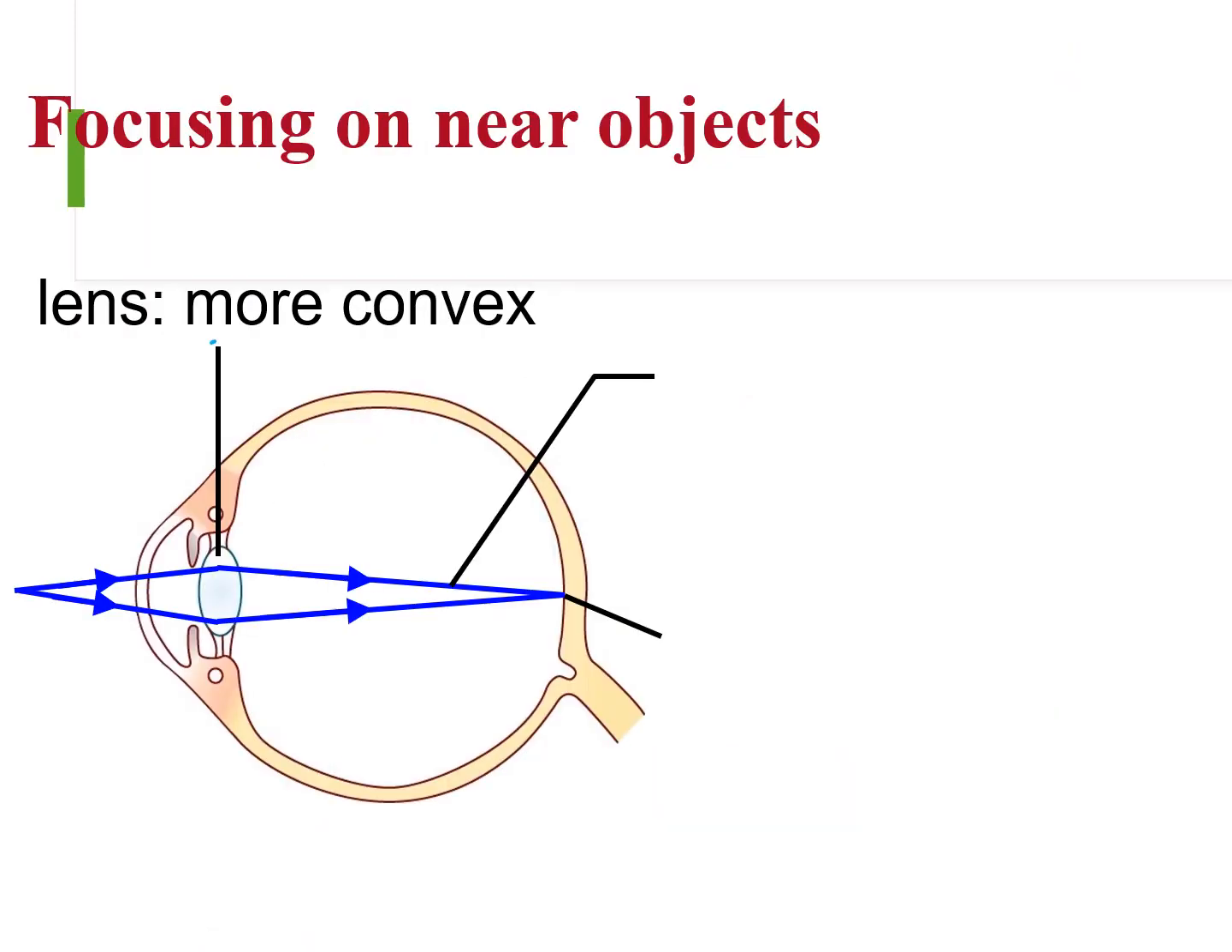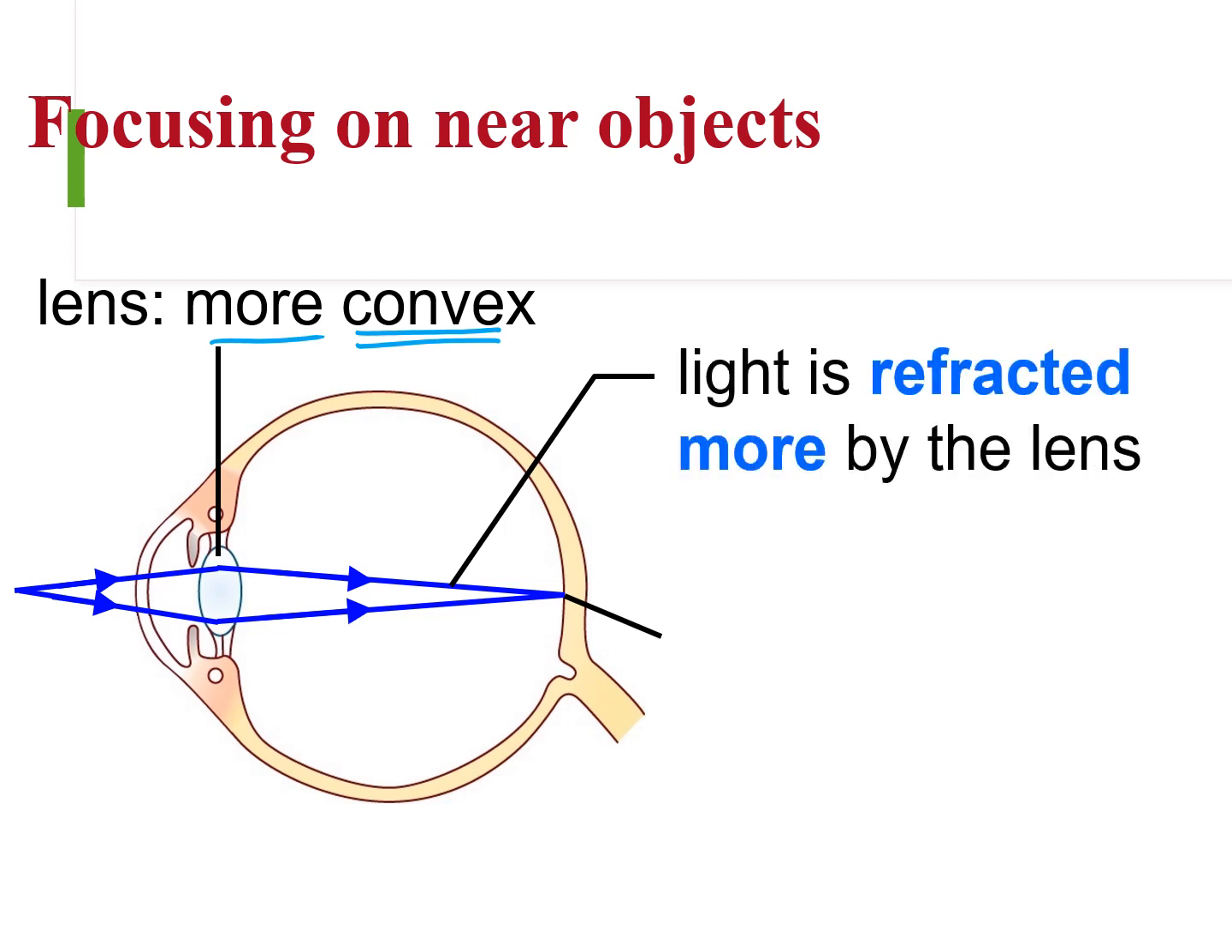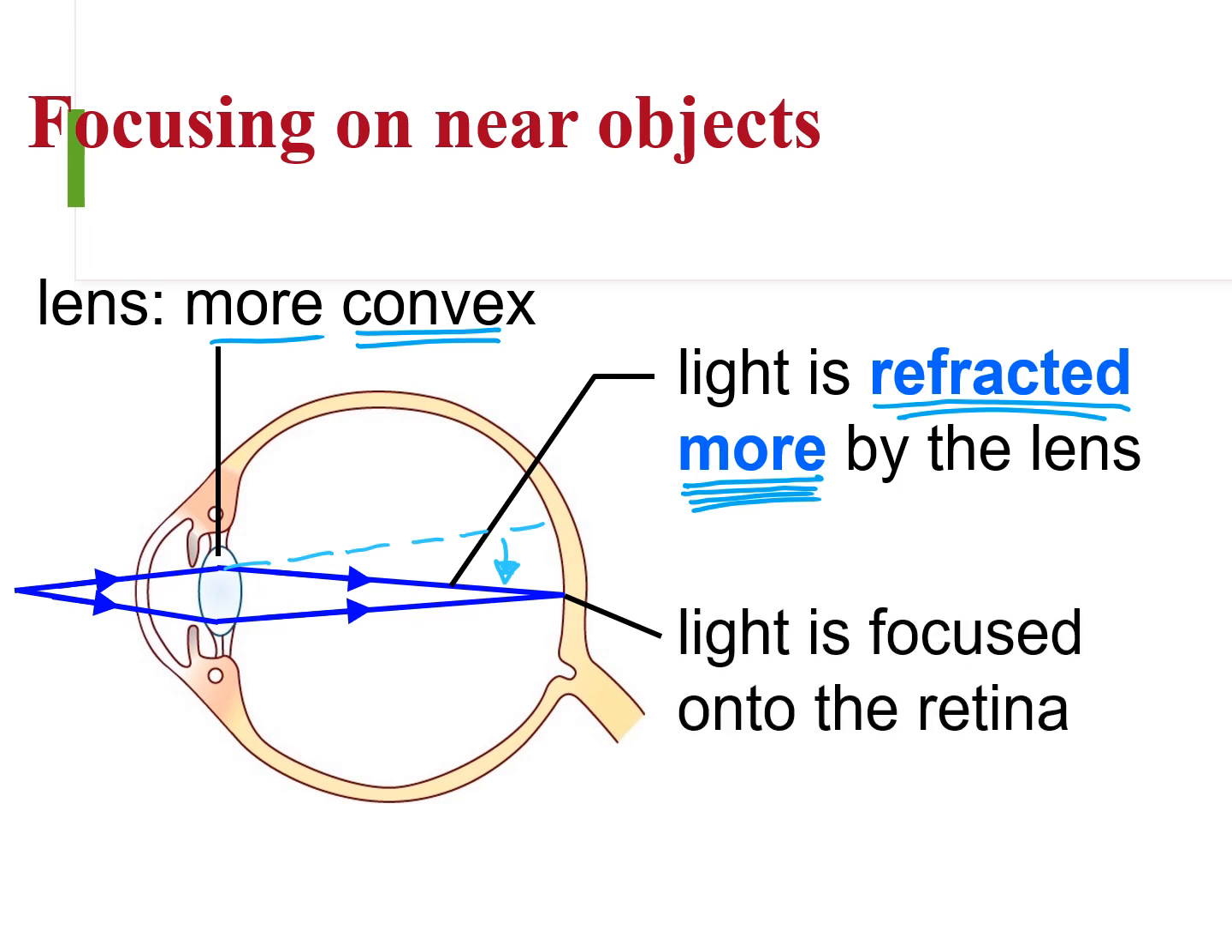With a more convex lens, that means a thicker lens, light will be refracted more by the lens, that means it will be bent and change its traveling direction more by the lens, and then the light will be focused onto the retina.